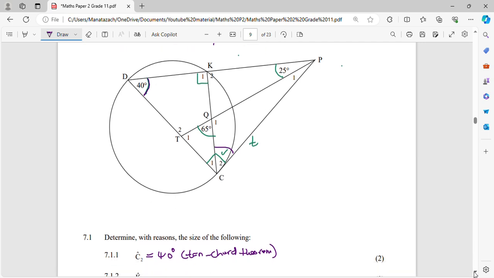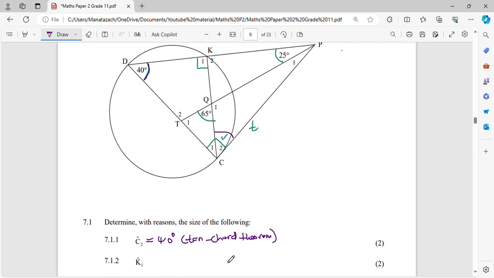Now let's go to the second question. Calculate angle K1. We've already designated K1 as 90 degrees. So we'll just say K1 is 90 degrees. The reason is the angle subtended by the semicircle, since DC is the diameter.